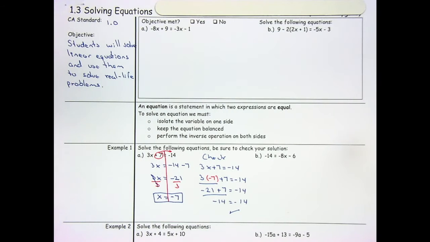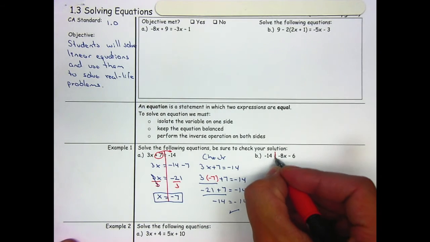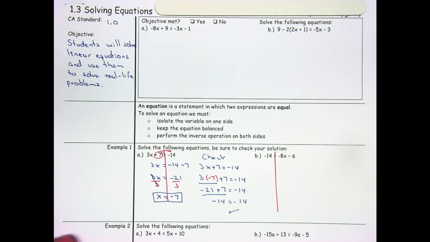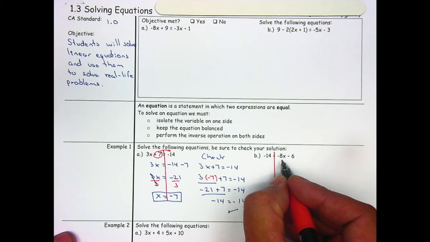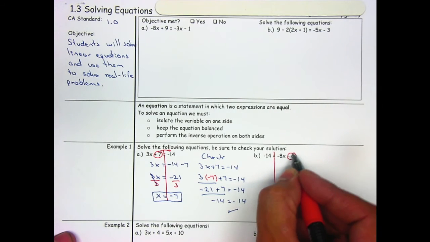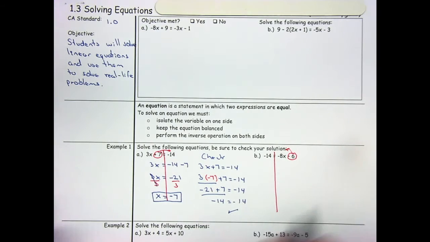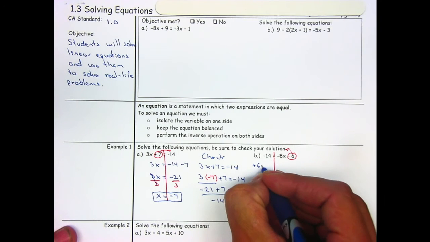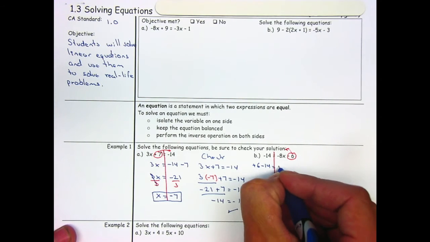For letter B, I'm going to go through the same process. Notice that the variable is on the right-hand side. I'm going to place a straight line on the equal sign to be able to divide it into two different sections. I need to leave the x by itself. It's on the right-hand side. I'm going to move my 6 to the left. When I move it to the left, it's going to become a positive. So I have a positive 6. The negative 14 comes down. It's equal to negative 8.